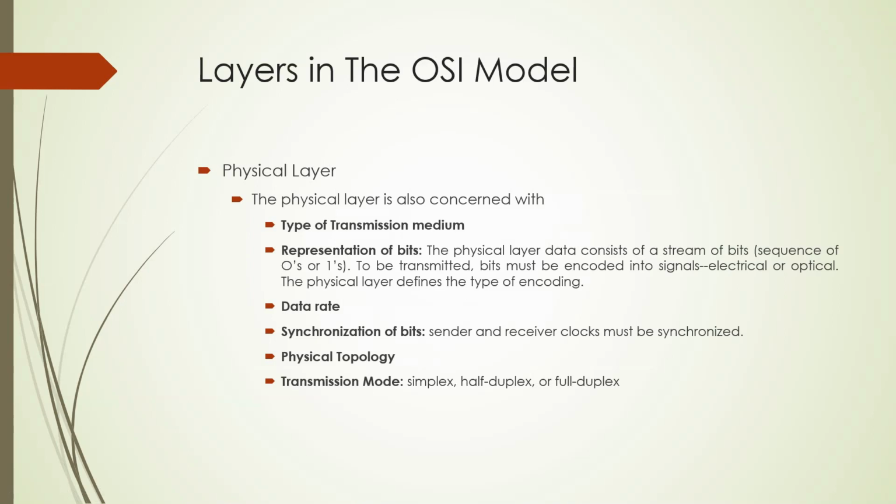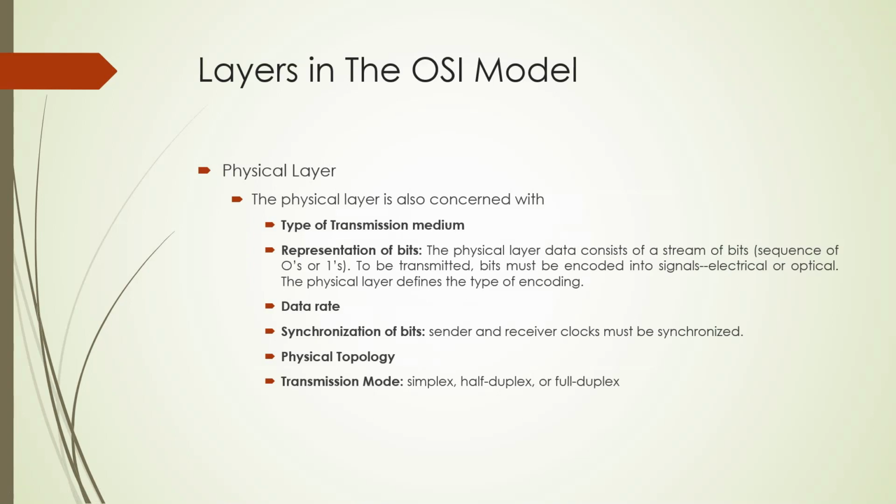Again, it is concerned with the representation of the bits. So the physical layer data consists of a stream of bits. Obviously we have seen in the diagram that it consists of a sequence of zeros and ones. So to be transmitted, these bits must be encoded into signals, electrical signals or optical signals. Now, what are electrical signals? What are optical signals? We will study this in the later half of the session. So to get transmitted, it needs to be converted into signals.